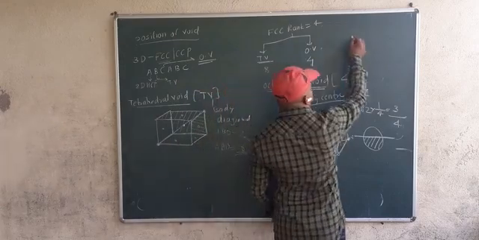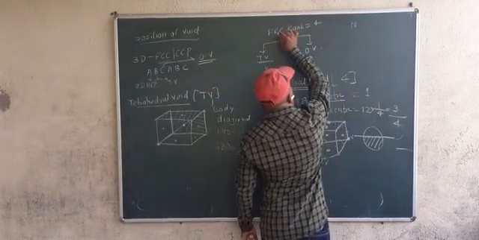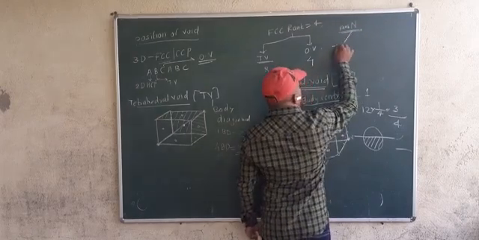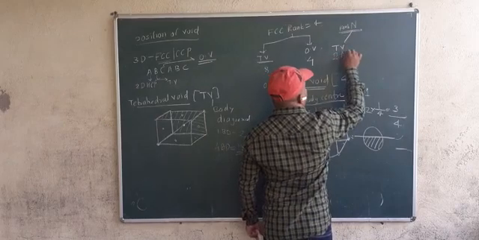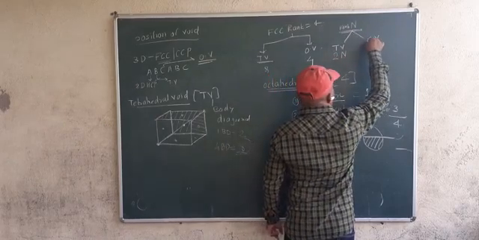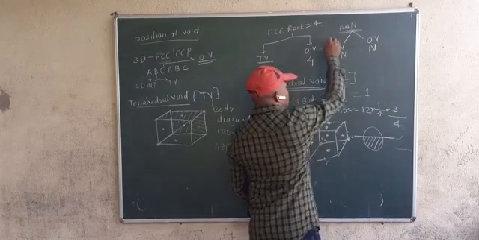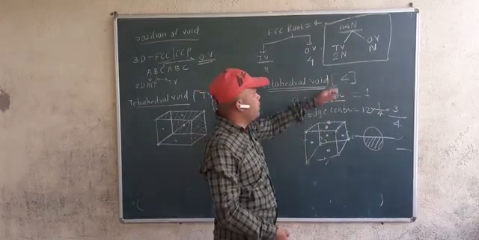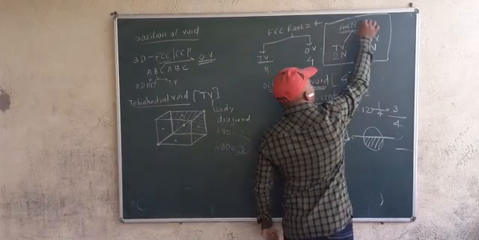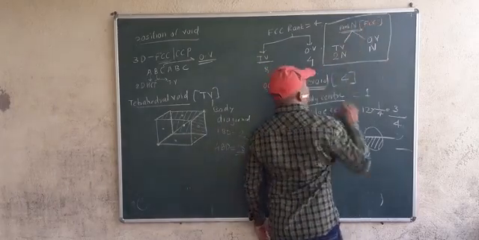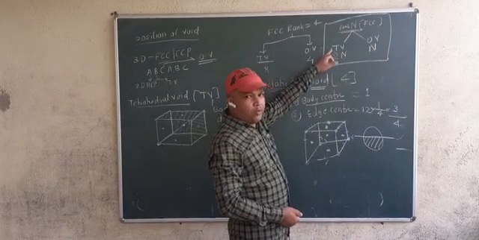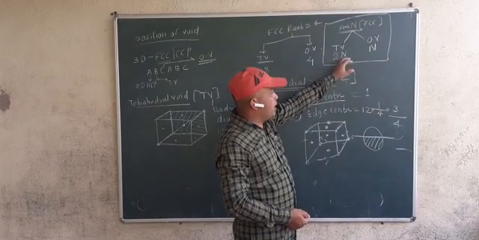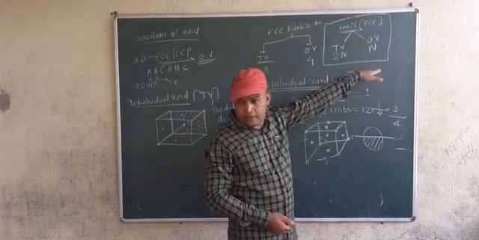Means from this I can make a formula. If rank for FCC I'll say it as n, then tetrahedral void will be double of n, so 2n, and octahedral void will be n. So this formula is very useful for solving some questions. Rank for FCC, if you consider n, then tetrahedral void will be 2n, because rank is 4 and tetrahedral void is double, so 2n, and octahedral void is n.